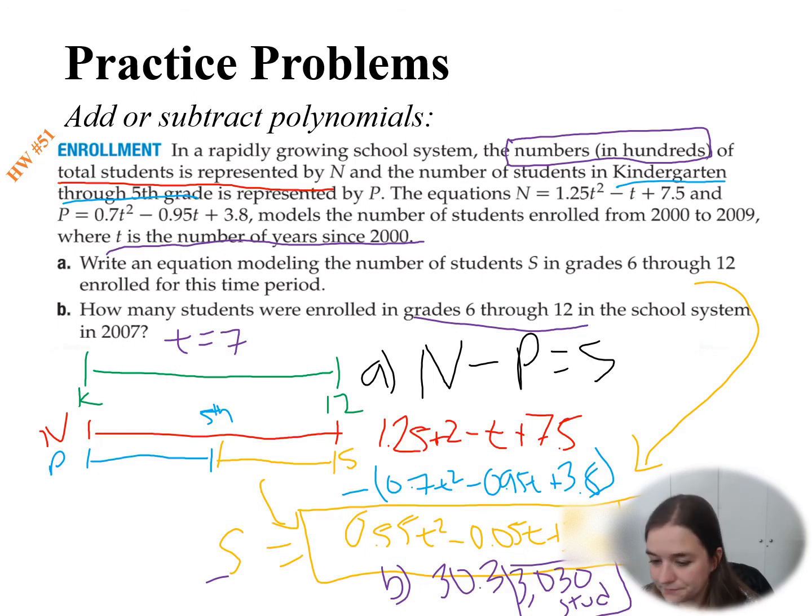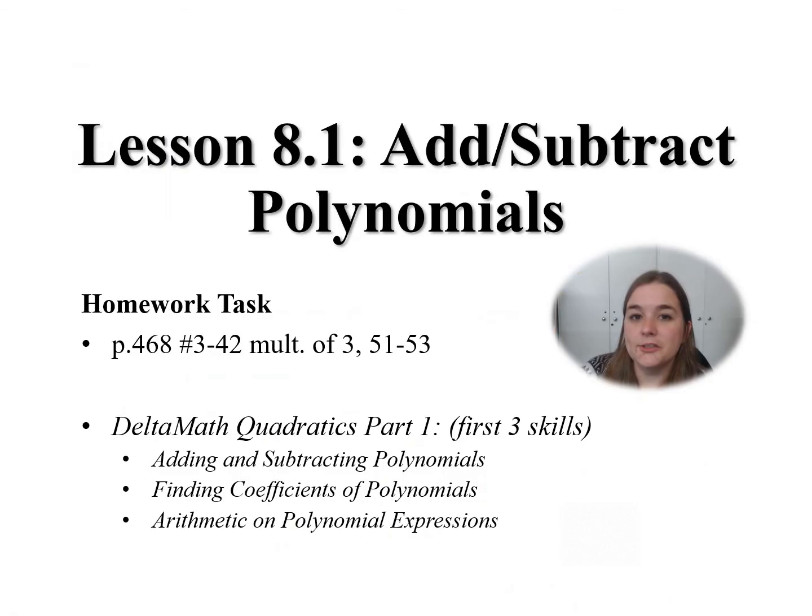Alrighty, so your job now is this homework task here, page 468, number 3 through 42, multiples of 3, and then 51 through 53. We just did 51 together, so if you've got that in your notes, you're ready to go.